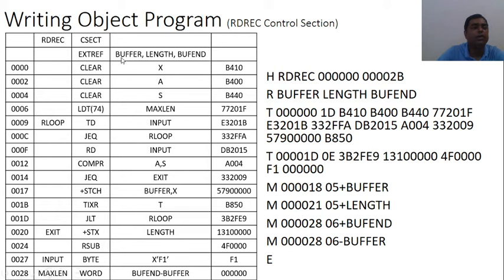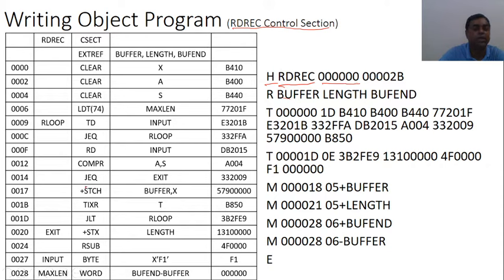This is the RDREC control section. You can see here RDREC CSECT, the RDREC control section. Now our task is to write the object program corresponding to the RDREC control section. Here you can see the first column is H, the header record. We have to write the header record first. The first column is H, then the name of the control section or program, that is RDREC. It is written here RDREC. Then the starting address. What is the starting address? Here also it is 000000.